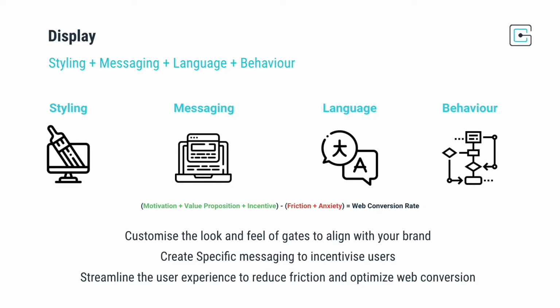Displaying the gate in the correct language, and using gate behavior to show the right fields at the right time, combined with pre-population, helps reduce friction. All of these display elements are key factors that increase your conversion rate. An informed strategy is an effective strategy.